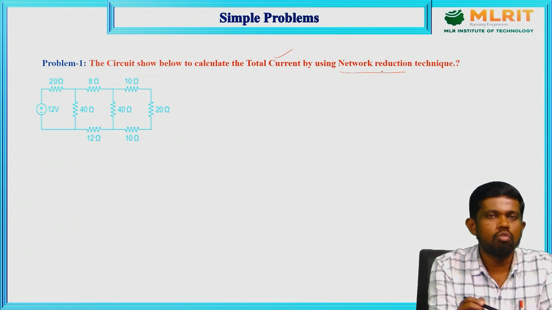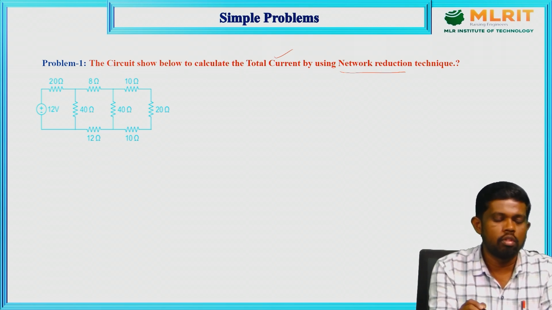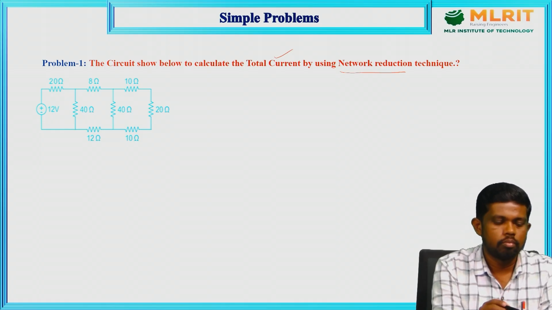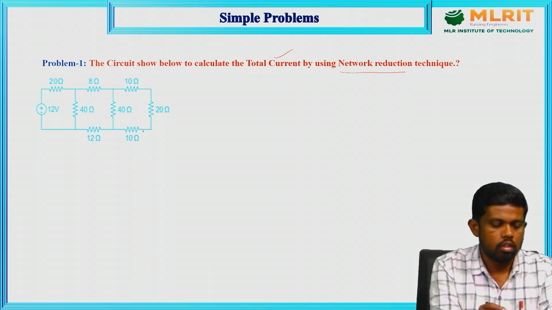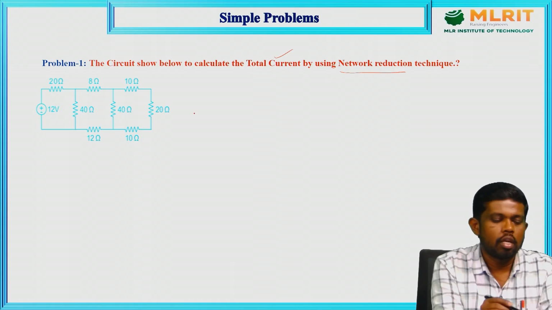Network reduction means we need to reduce the complexity of the circuit. That means we arrange the whole circuit as series and parallel combinations. By reducing that, we get the equivalent value across the source. So that is the question given. Here, how can you get the total current of the circuit?